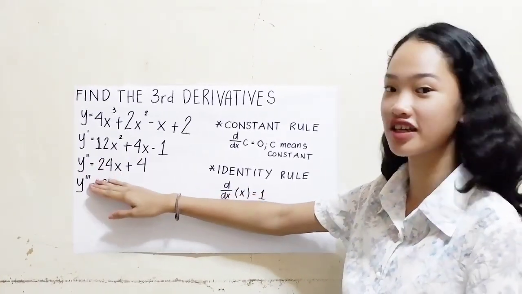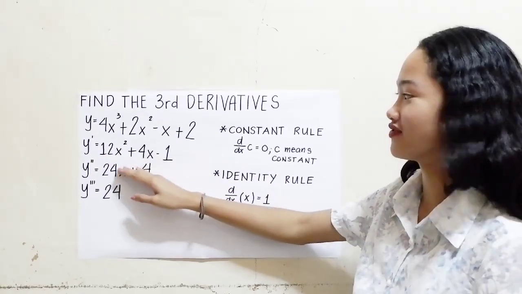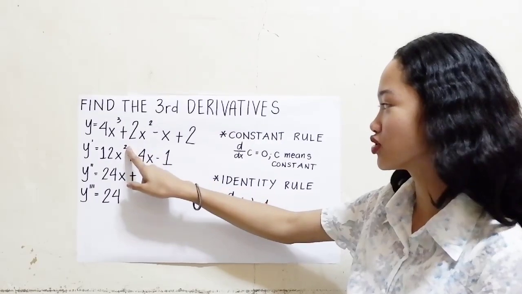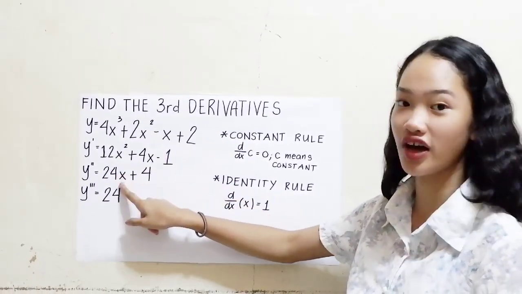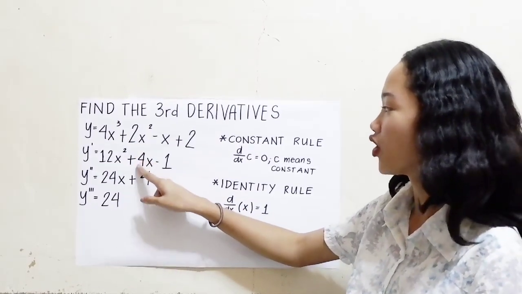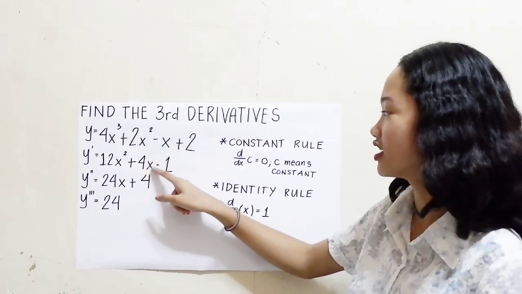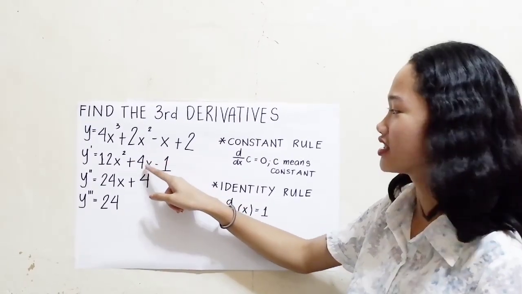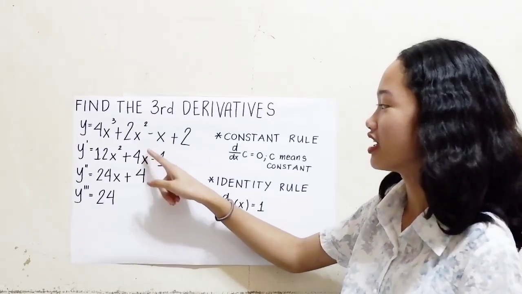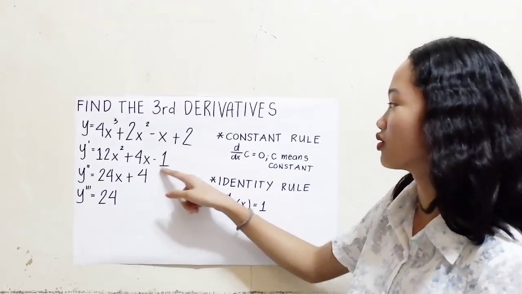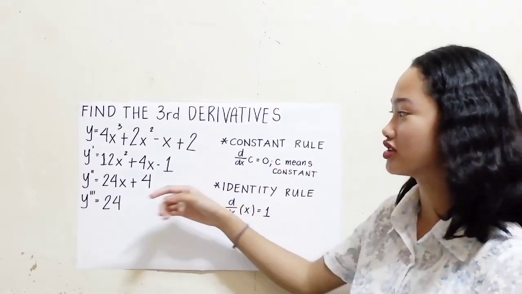In order to solve the second derivative, we will use the first derivative. So, 12 times 2 is equal to 24, and 2 minus 1 is equal to 1, so we get x. Then, 4 times 1 is equal to 4, since it is understood that when x has no exponent, its exponent is 1. So, negative 1 is disregarded according to the constant rule.